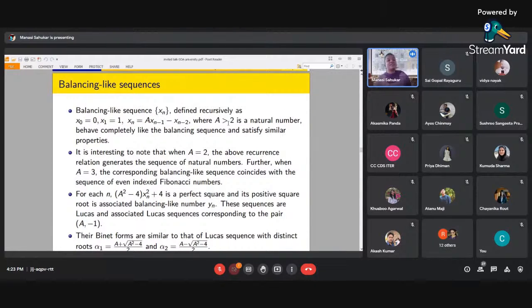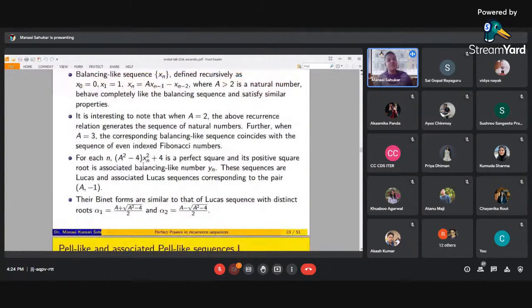That sequence is called the balancing-like sequence, with initials 0 and 1, satisfying the binary recurrence. And it also has some similar properties to the balancing sequence, because if you pick a number, square plus 4, we will always get a perfect square. That's why it is related to perfect squares.